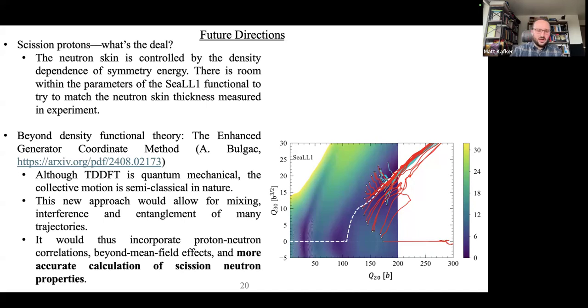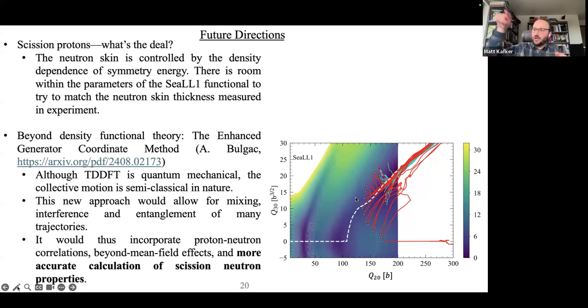But then there's also more fundamental improvements that can be made to the formalism as a whole. So I tried to make this case that time-dependent density functional theory is this magnificent quantum mechanical approach, and it is. And this is the figure that I was talking about with Yukari earlier, but here we have the potential energy surface. So elongation versus left-right asymmetry of the nucleus, and every color here is sort of the energy of the nucleus at that point. And you see all of these various fission trajectories as they play out on this surface.